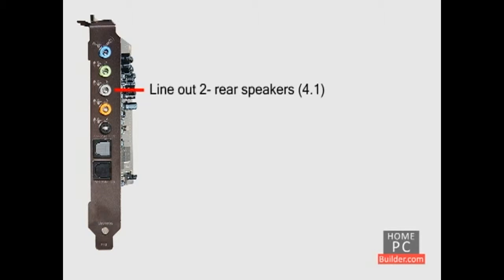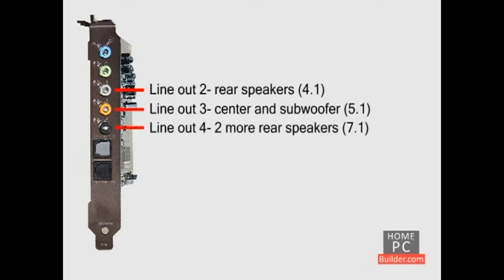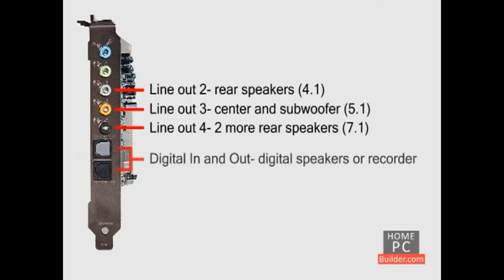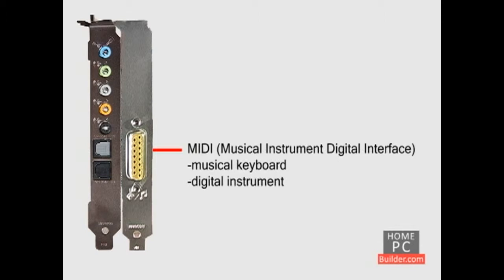A line out 2 for rear, left, and right speakers for connecting a 4.1 speaker set. A line out 3 for connecting center channel and subwoofer speakers for connection to a 5.1 speaker set. And a line out 4 for connecting 2 additional rear speakers for a 7.1 speaker set. A digital in and out for connecting to a digital playback or recording device, such as digital speakers for playback, or a digital audio recording device for recording sound from your computer. MIDI, or Musical Instrument Digital Interface, inputs and outputs for connecting a musical keyboard or similar digital instrument.